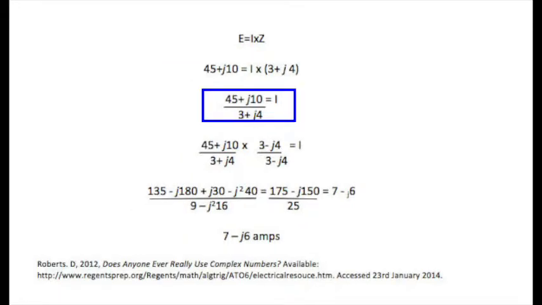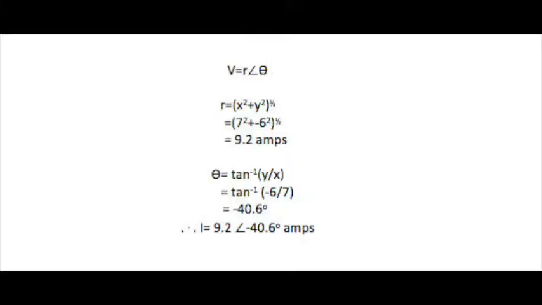Now we must rationalize the denominator by multiplying the equation by (3 - j4) divided by (3 - j4). Expanding this, we have (175 - j150) divided by 25. Simplified, this gives us a resulting current of 7 - j6 amps, or A.